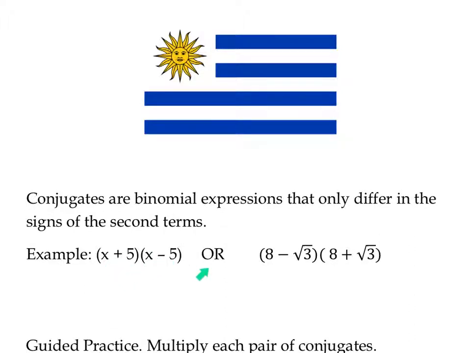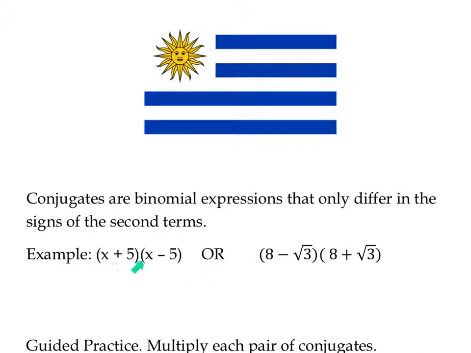Right? Here, two binomials that are exactly the same terms, except one is a plus and one's a minus between them. It doesn't matter which one's the plus or the minus, okay? As long as they're different. Here a plus and a minus 5, here a minus square root of 3 and plus square root of 3. These are called conjugates, as are these. So let's look at what happens when we multiply conjugates.